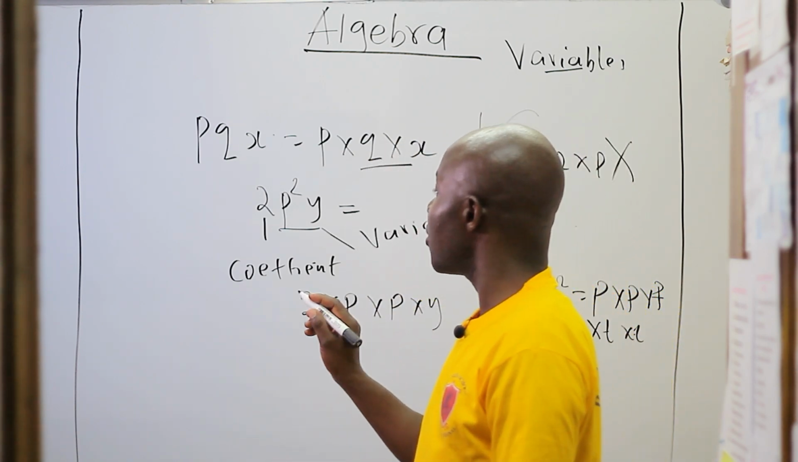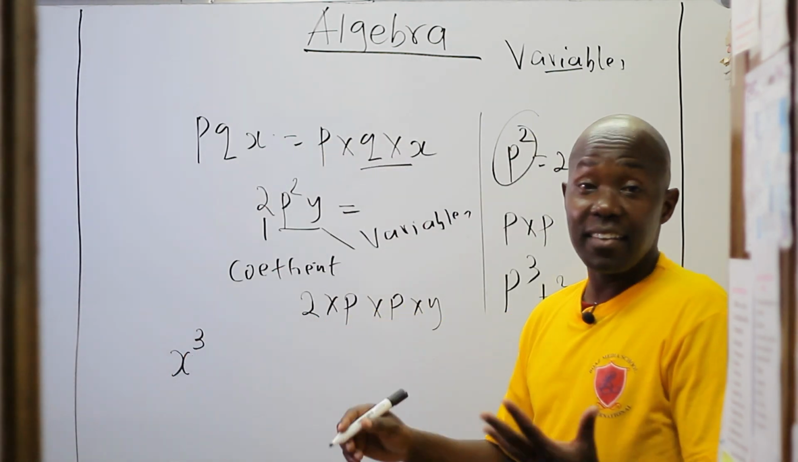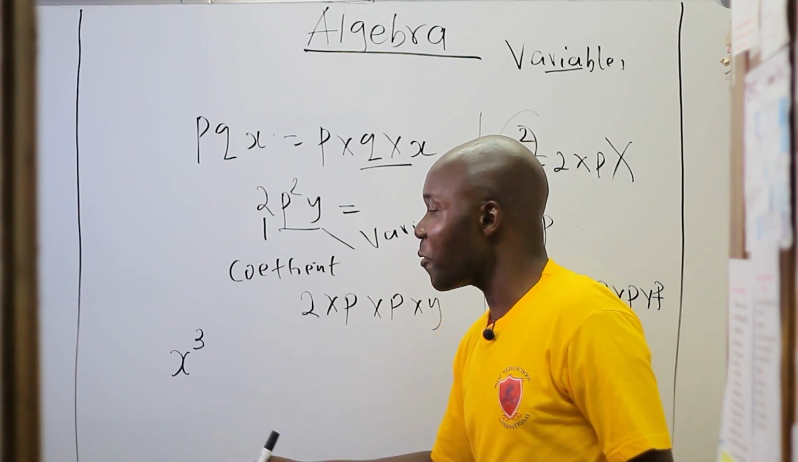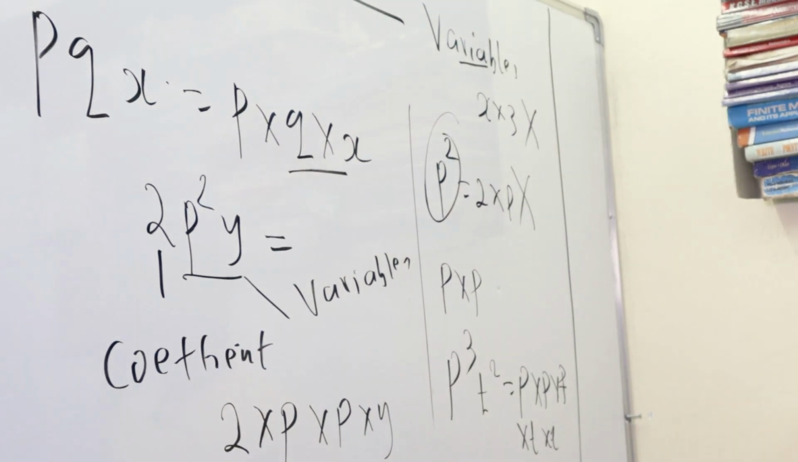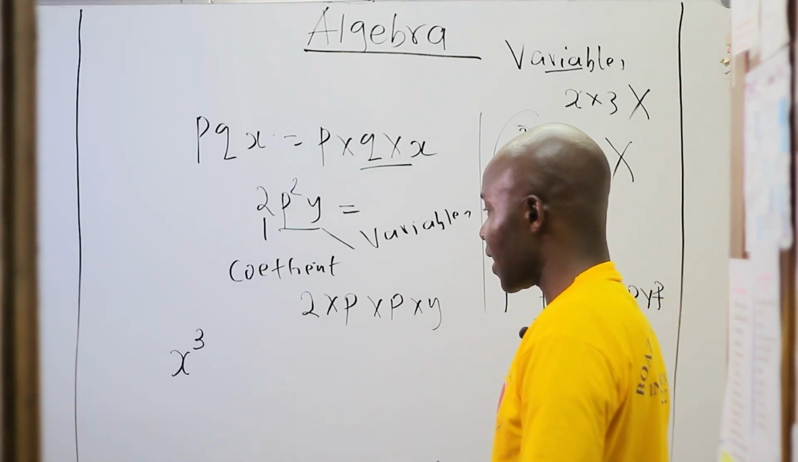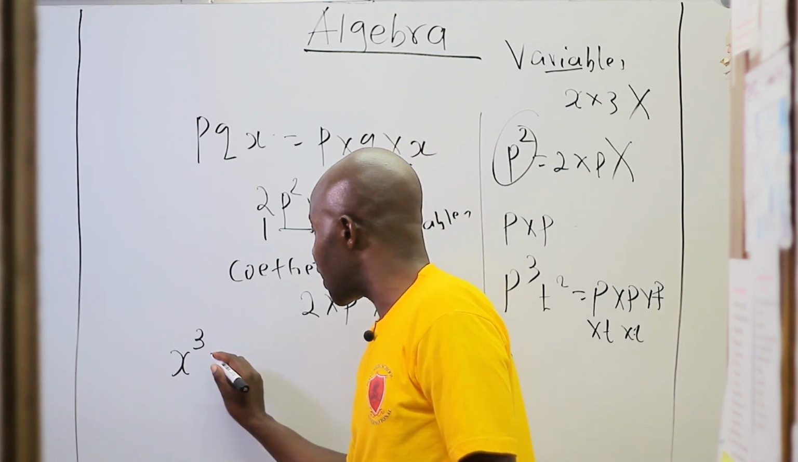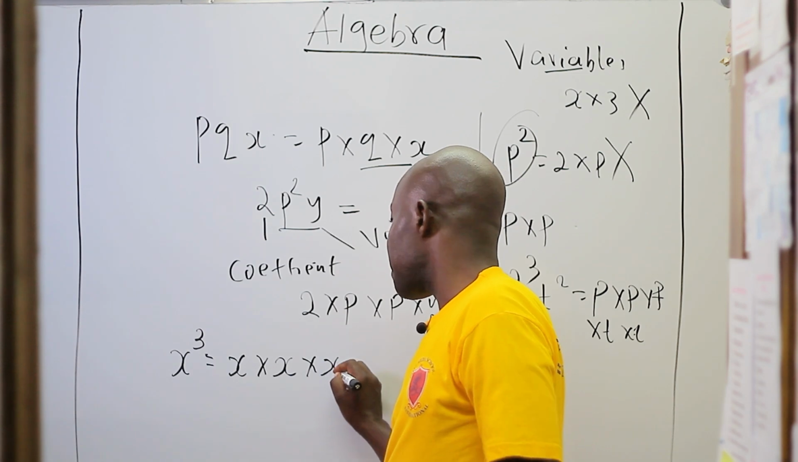I'm walking you through some of the basics of algebra that any student should understand. Even in a small case, you ask a student, what is x cubed? Some students tell you that x cubed is x times 3. That is very wrong, from the experience I have with most of my students. The meaning of x cubed is that you take x, multiply by x, and multiply by x.